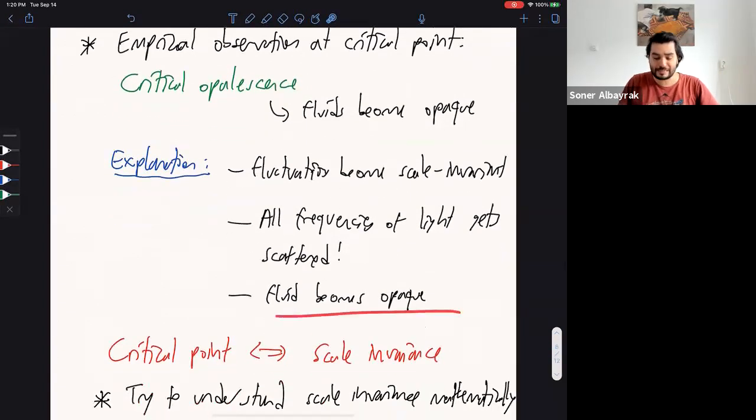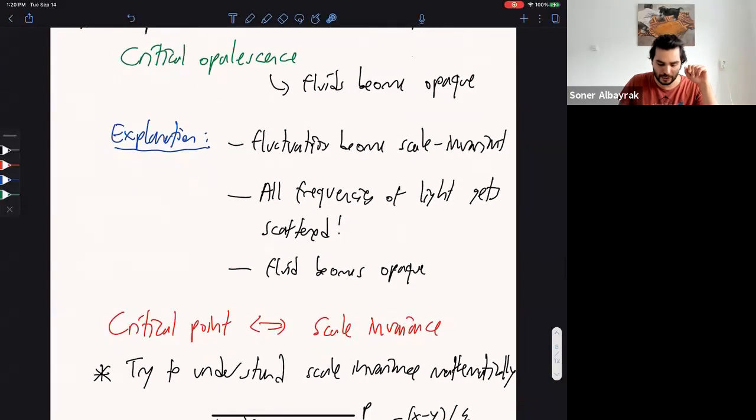So that's the experimental indication that we may have. Historically, this was, I guess, 100 years ago, early 20th century. This is how people started to think that maybe we should consider scale invariance. Because they had this experimental evidence that something's going on, something is becoming opaque, and they started to consider scale invariance. And that's how it actually started.